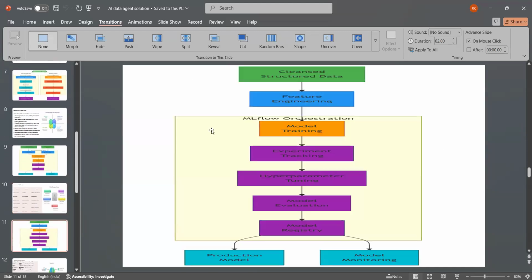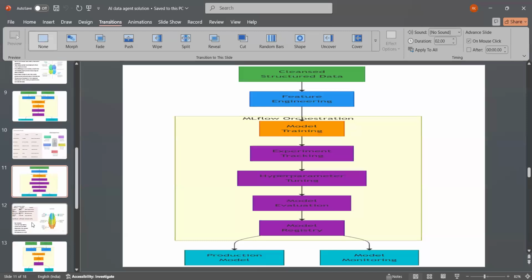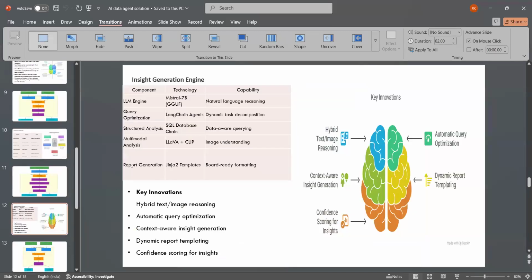Clean structured data goes to feature engineering, then ML orchestration, model training, experiment tracking, and hyperparameter tuning. These are the components I'm trying to show step by step in my diagram. For the insight generation engine, here are the components, technology, and capability.